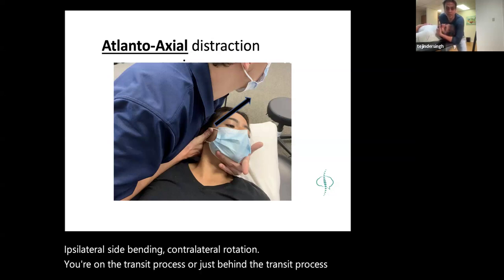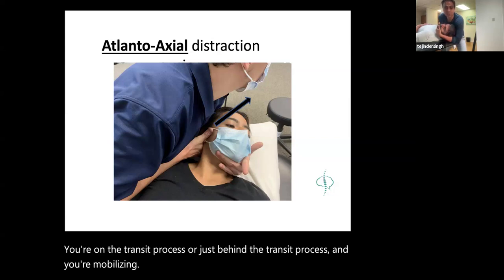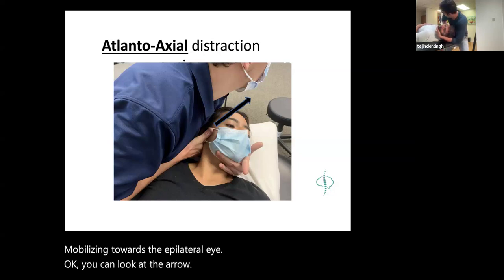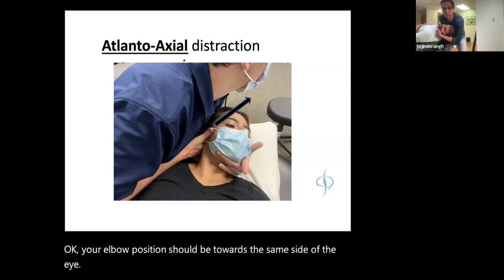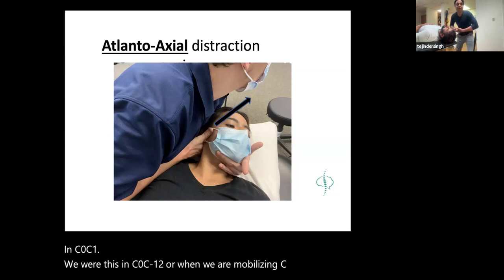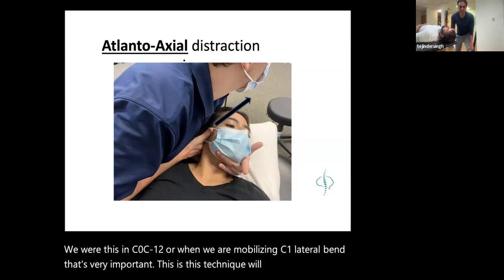And you're mobilizing towards the ipsilateral eye. You can look at the arrow. Your elbow position should be towards the same side as the eye. In C0, C1 we were doing this. When we are mobilizing C1 lateral bend, that's very important. This technique will correct the lateral bend.